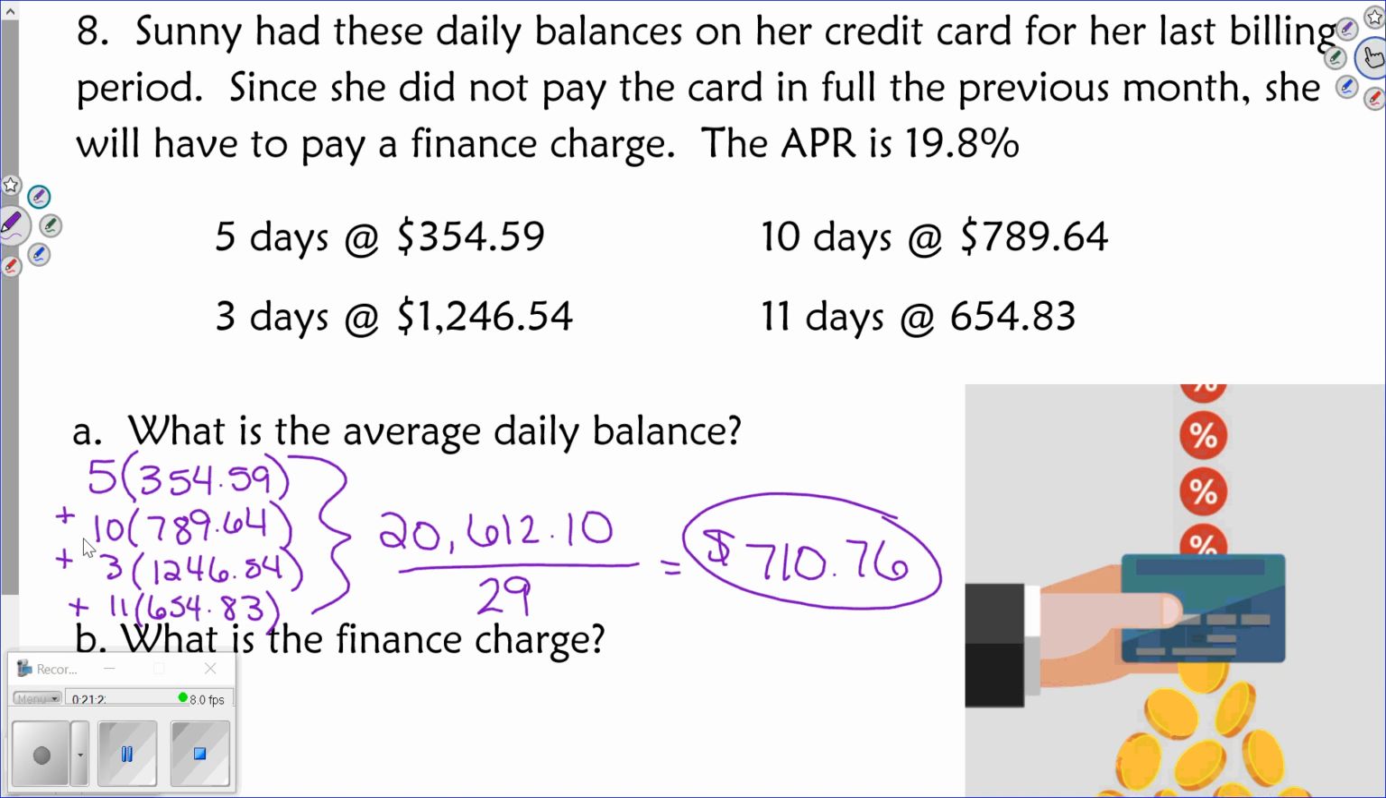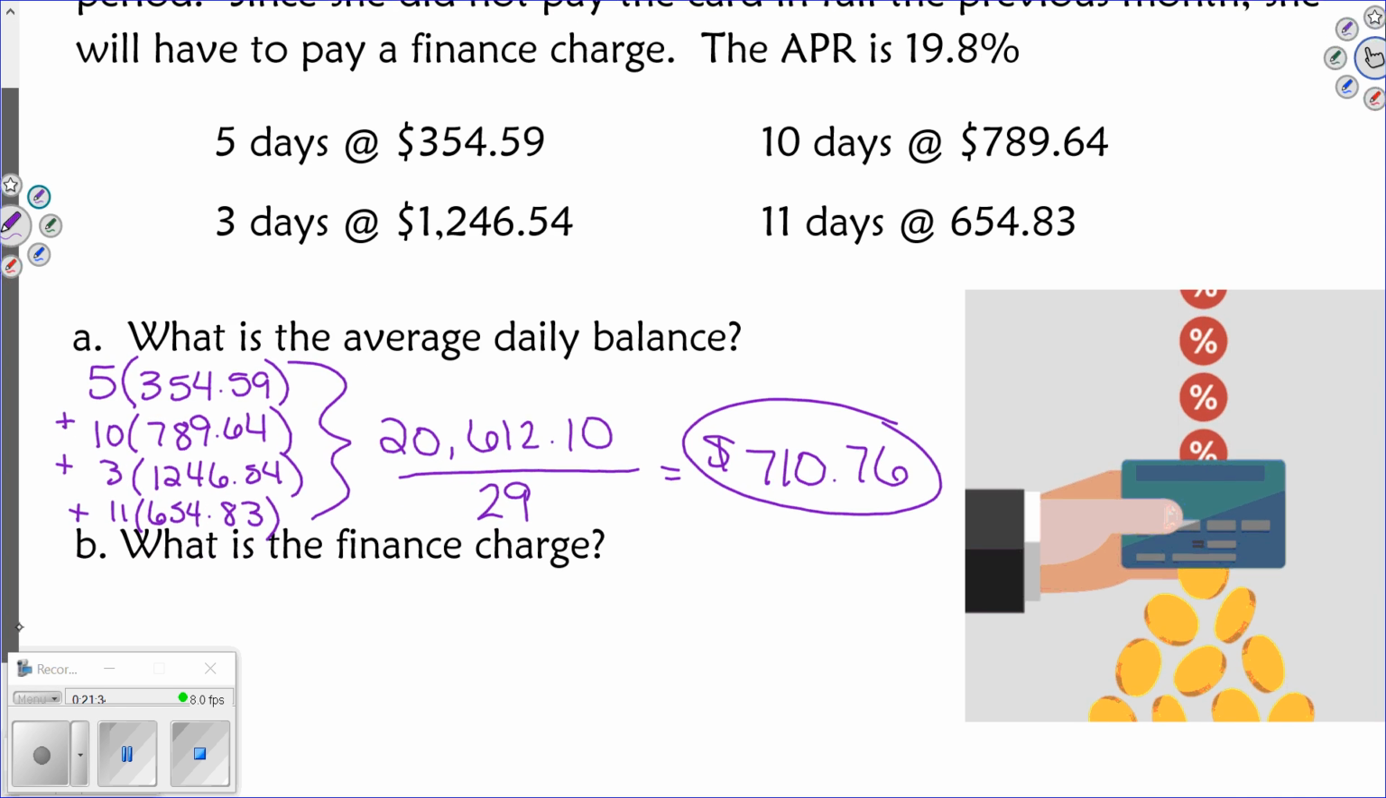Which makes sense. If you kind of look back up there, I mean, she's as low as $354, but she's all the way up to $1,246 at some point too. So she's kind of ranging in there. So then what is her finance charge? In order to figure that out, what's the first thing I have to find? Her what?